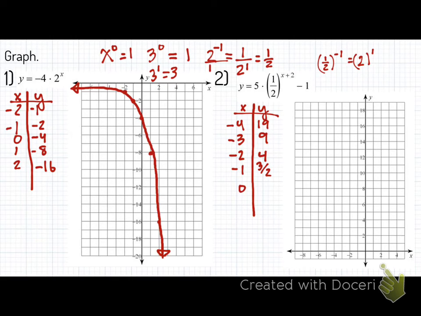Last one we're going to put in is 0. You got 0 plus 2 is 2. 1/2 to the second power is 1/4. 1/4 times 5 is 5/4, which is like 1.25. 1.25 minus 1 is 1/4, okay? These are now all my ordered pairs, so I'm going to plot them.